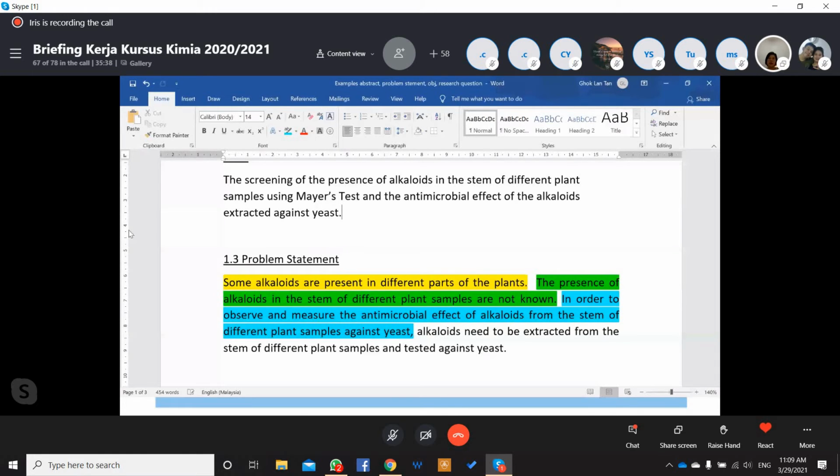So I want to know kalau this plant has alkaloid and whether this alkaloid is going to have that anti-microbial effect towards the growth of yeast or not. Because yeast is like a pathogen to the plant. So kalau dalam plant ada alkaloid, will this alkaloid become an anti-microbe effect or not towards that yeast? So this is my number 3.